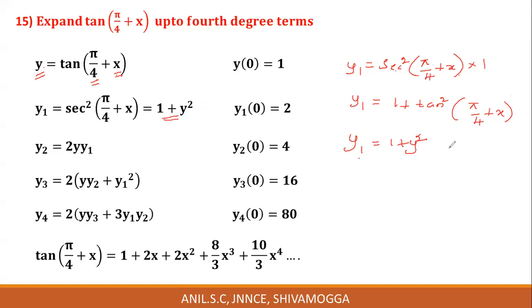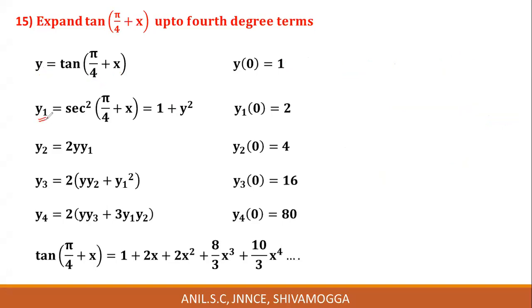Now put x is equal to 0. When x is equal to 0, this will be y1 of 0. This is equal to 1 plus y square. y is equal to 1. 1 square is again 1. 1 plus 1 is 2. y1 of 0 is equal to 2. Rest is simple.